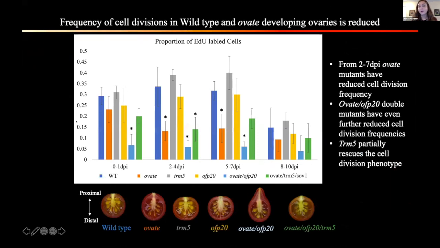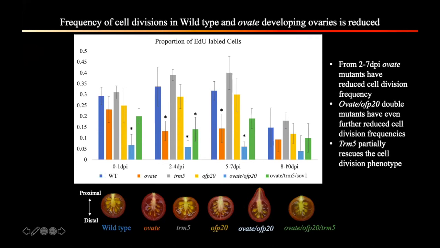Okay, and then the last hypothesis I'm going to show you today is that we tested the frequency of cell divisions. And here I'm showing you all the mutants. Wild type here is in blue, and then ovate is the orange, and TRIM5 in gray, and OFP20 in the yellow, and then the double mutant is this lighter blue color, and then the triple mutant in green. So here I'm showing you very early, 1 DPI, and then here's 2 to 4, 5 to 7, and then 8 to 10.